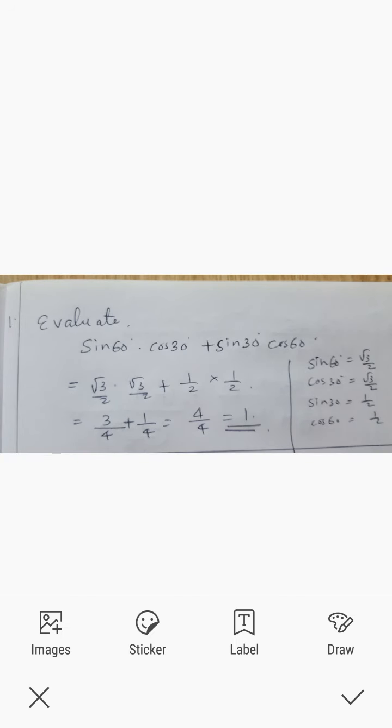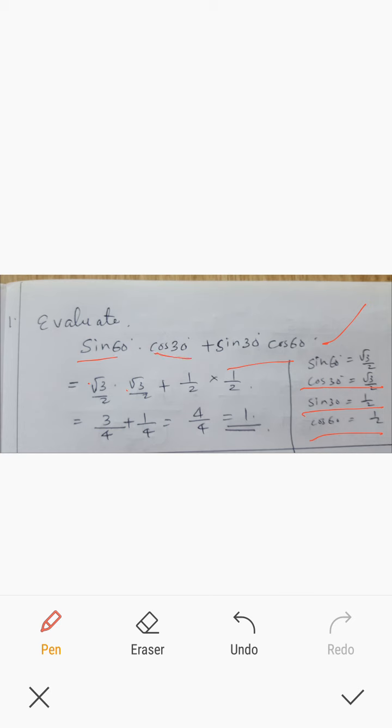The first question is, evaluate sine 60 into cos 30 plus sine 30 into cos 60. So what we have to do here is substitute the values directly and simplify. We know sine 60 is root 3 by 2, cos 30 is root 3 by 2, sine 30 is 1 by 2, cos 60 is 1 by 2. Substitute those values here.